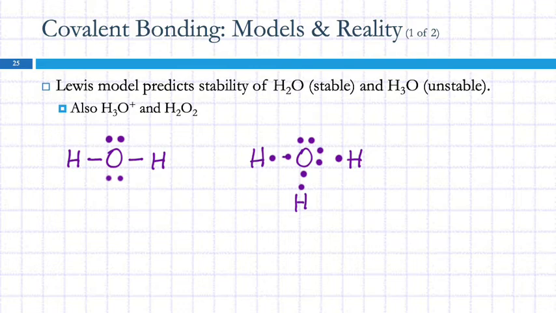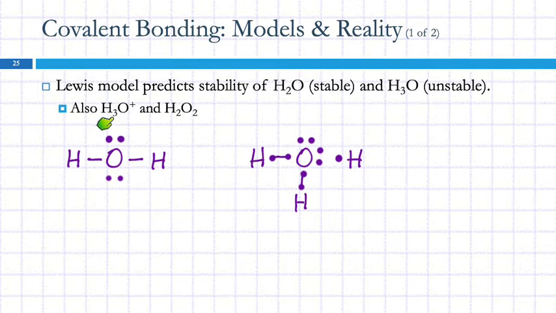So if we're going to share, the oxygen and the first hydrogen can share an electron, and the oxygen and the second can share an electron. But now oxygen has 8. It doesn't want 9. That's too much. Can't handle it. So oxygen's not going to share with this other hydrogen, which predicts that H3O doesn't exist. And it doesn't. It doesn't form. It just doesn't.